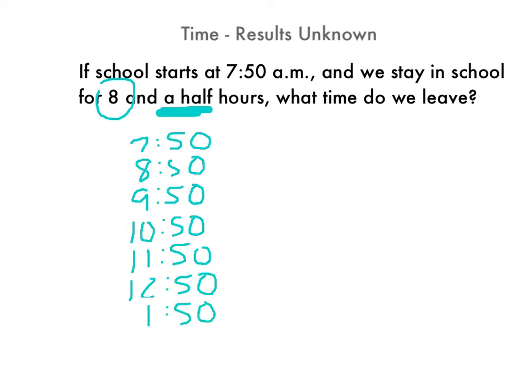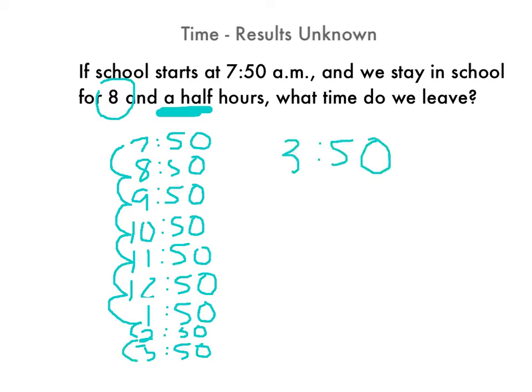Okay, so I lost track, so I better count my chunks. That's 1 chunk, 2, 3, 4, 5, 6. 2 more. So 2:50 is 7, and the last one, 3:50 is 8 hours. So am I done? Is my answer 3:50? Let's see. So 7:50, and then I went 8 hours: 1, 2, 3, 4, 5, 6, 7, 8. So we get to 3:50, but it does say and a half hour.